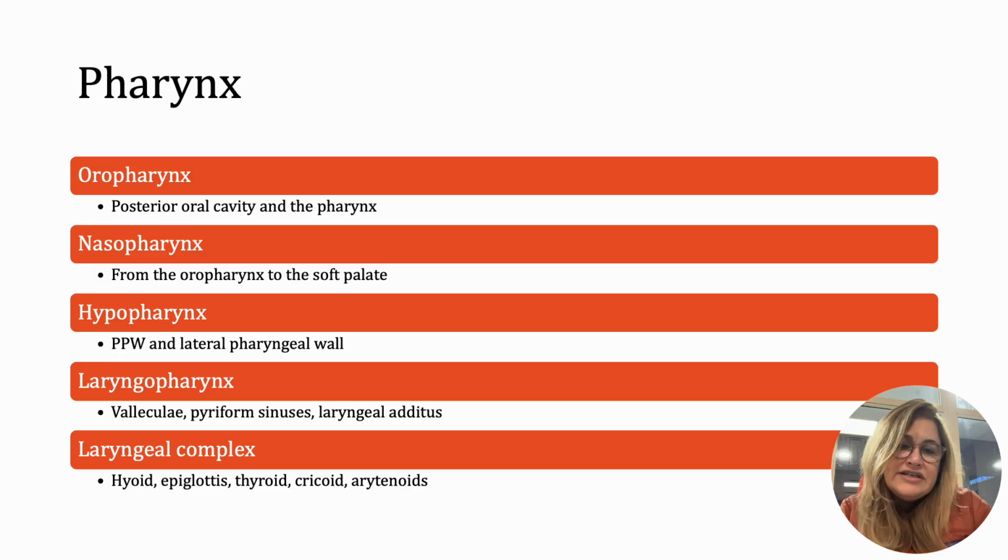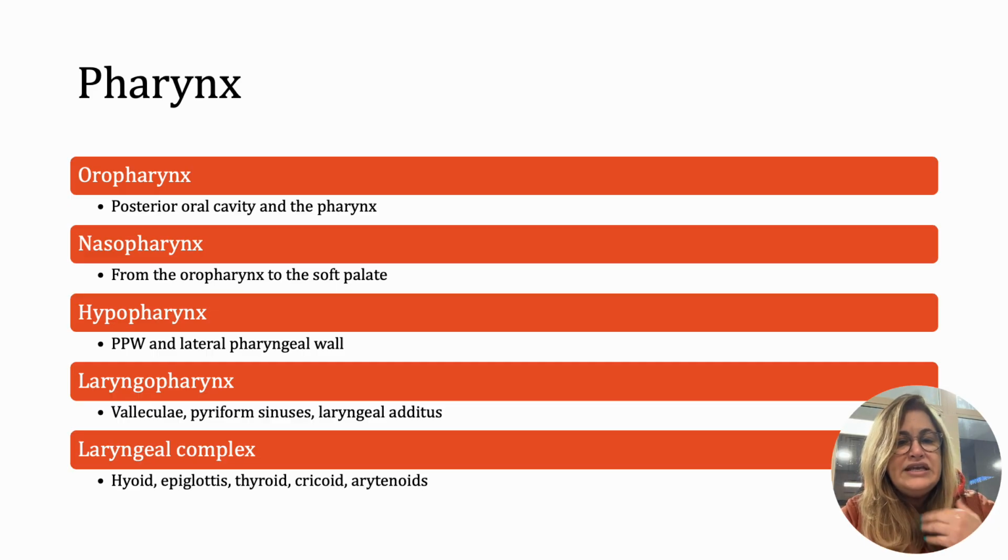Moving into the pharynx. The pharynx is the other area that is really, really important, and we find many issues with dysphagia clients. And when we think about the pharynx and the whole pharyngeal area, we're going to start from oropharynx, nasopharynx, hypopharynx, laryngopharynx, and laryngeal complex. The area we call oropharynx is everything from the oral cavity up to the posterior pharyngeal wall, with landmarks being the tip of the velum and the base of tongue up to the tip of the vallecula.